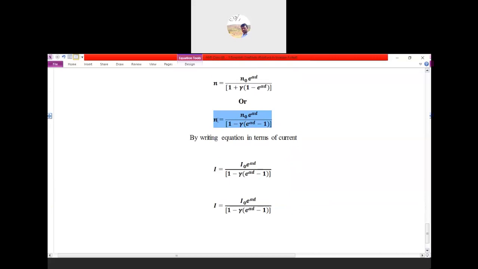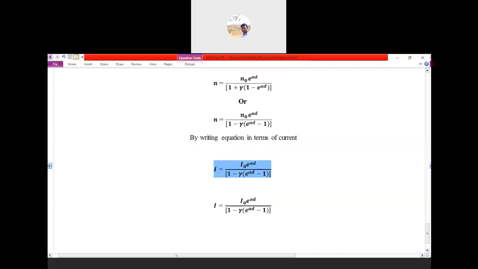By substituting into the equation, we get n is equal to n naught plus gamma of (n minus n naught) by (1 plus gamma), times e power of alpha d. So here alpha is the primary coefficient, and gamma is the secondary coefficient.